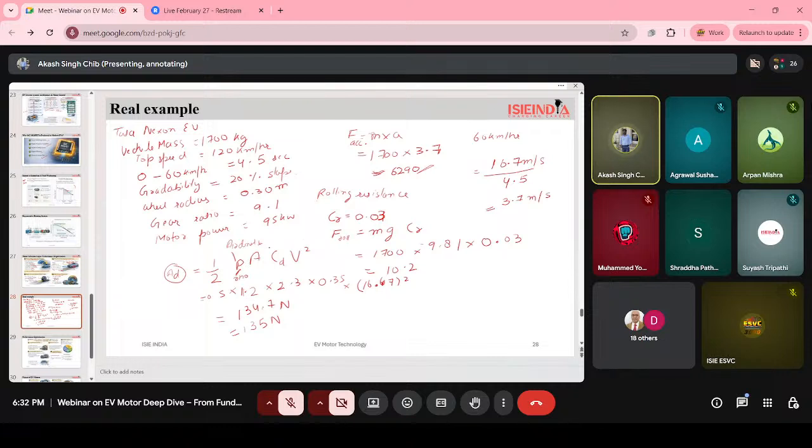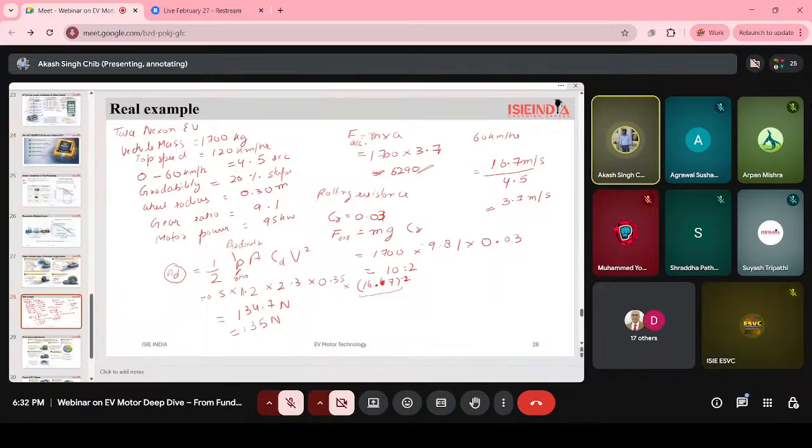Sir, is it 16.7 raised to 2 or minus 2? You are saying about the velocity? Yes, it is the square of 16.67. I think in the formula it's minus 2. Yes, it is the velocity, because the velocity gets doubled here. Okay. So the output we get is 135 Newton in the aerodynamic drag.